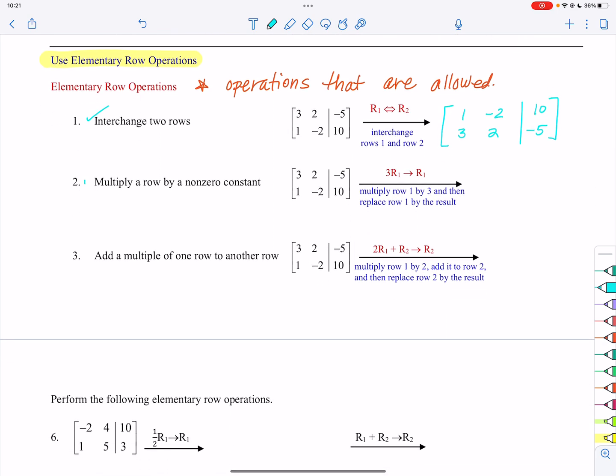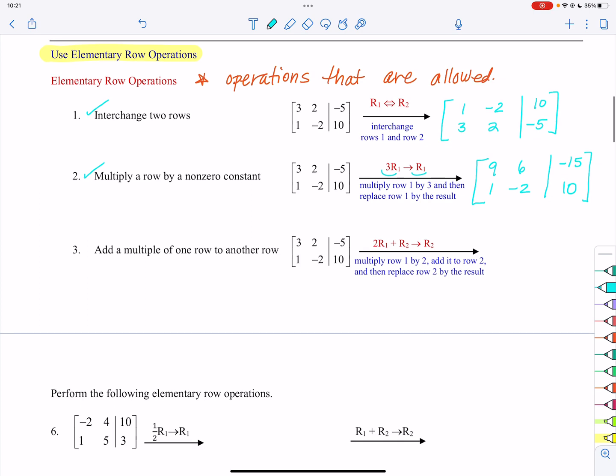We're also allowed to multiply a row by a nonzero constant. Here, we're going to multiply row 1 by 3 and replace row 1 with that. So if we multiply row 1 by 3, we have 9, 6, and -15. And then we have not touched row 2.